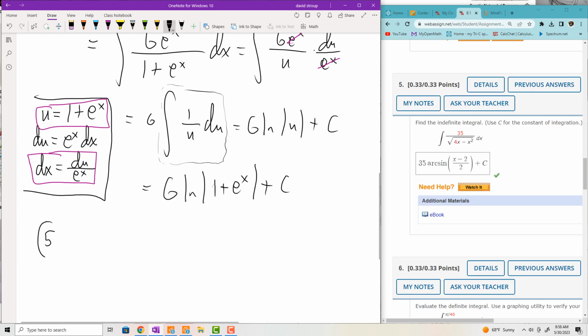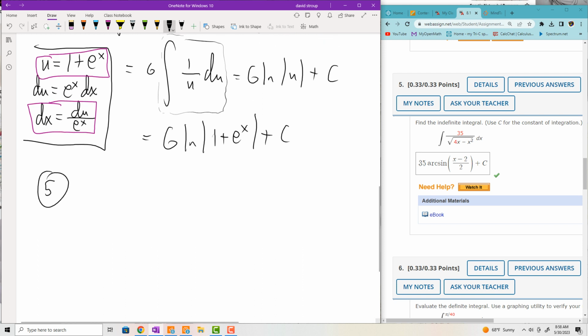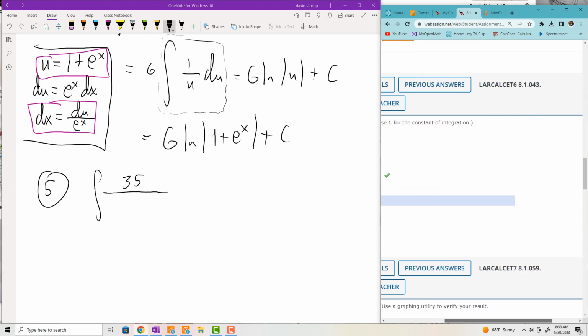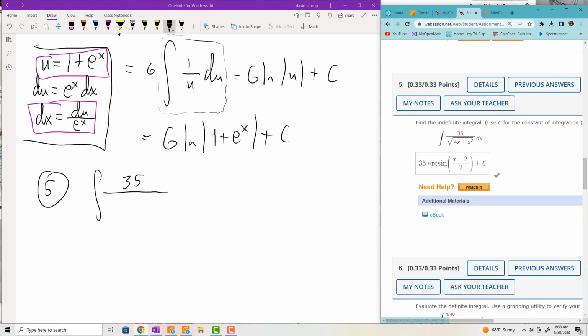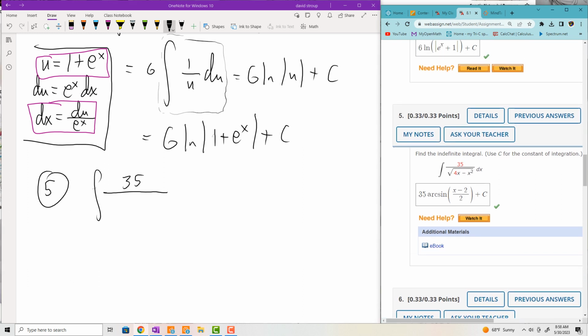Number 5 has the form of one of our inverse trig functions, which we need to have those forms memorized. And not only that, it has a complete the square issue going on. I wonder if they'll give me a similar problem. All right, so 35 over square root of 4x minus x squared dx.